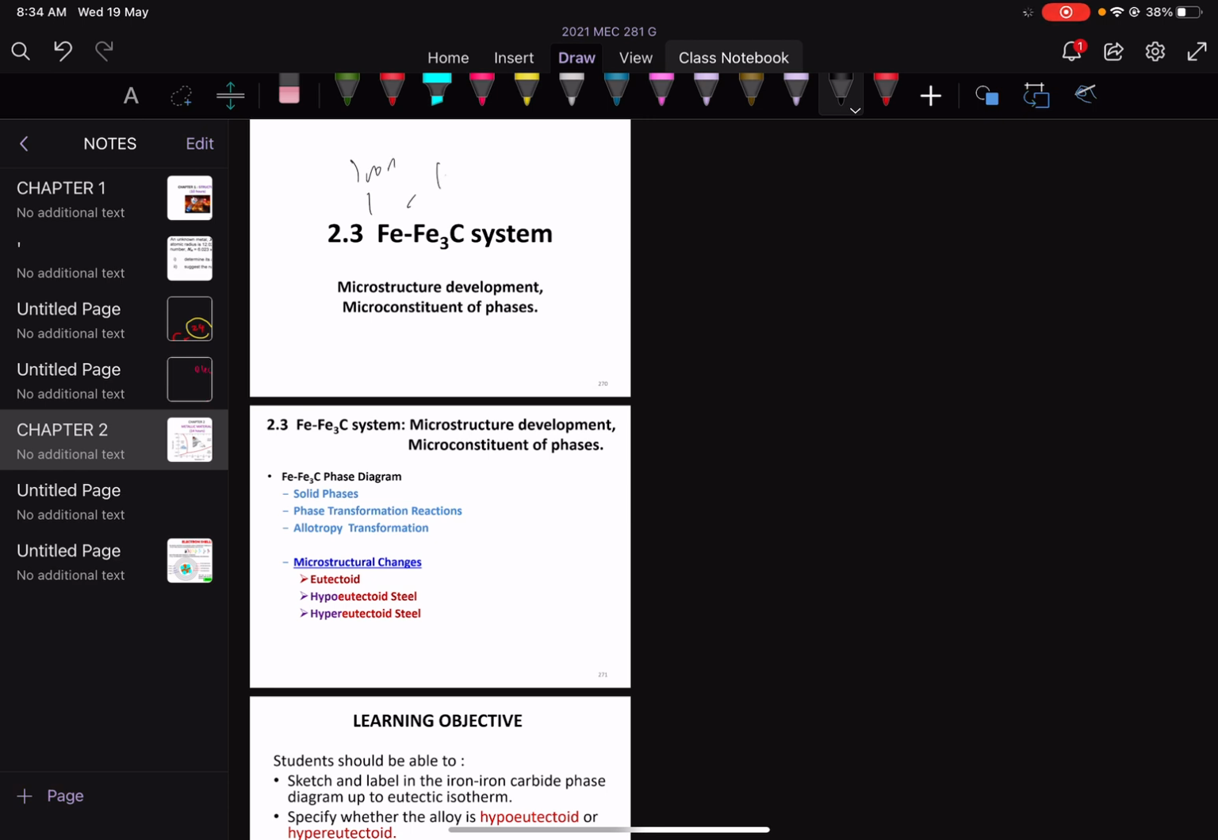So today we are going to continue with chapter 2.3, which is the iron carbide system. This chapter is a continuation from chapter 2.2, where we learned about phase diagrams. There are a few types of phase diagrams. In chapter 2.3, we are going to learn about a specific phase diagram, which is the phase diagram for the iron carbide system.